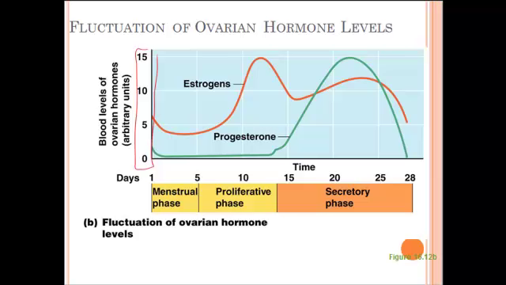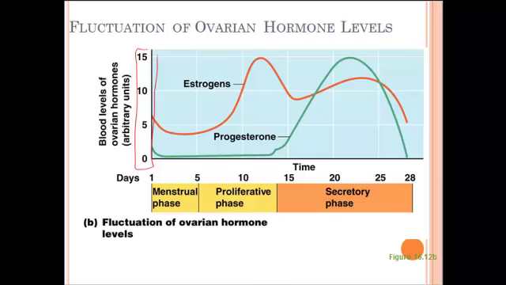If implantation and pregnancy do not happen, then the progesterone levels drop, the corpus luteum degenerates, the estrogen and progesterone drop significantly, and then we move back to the menstrual phase as the endometrium begins to be sloughed off again.